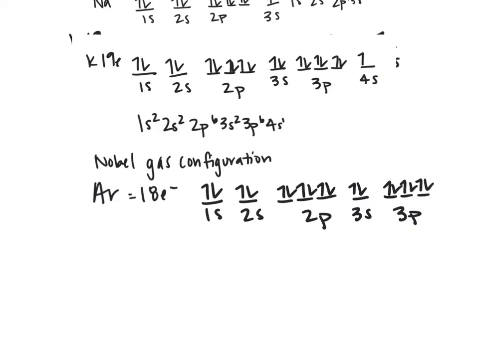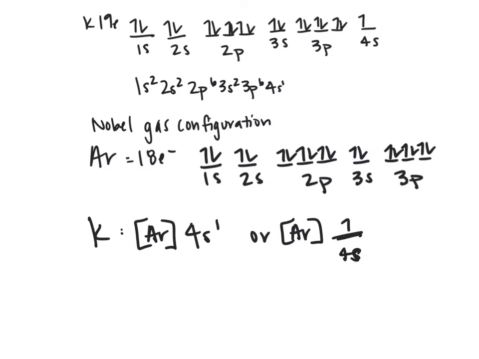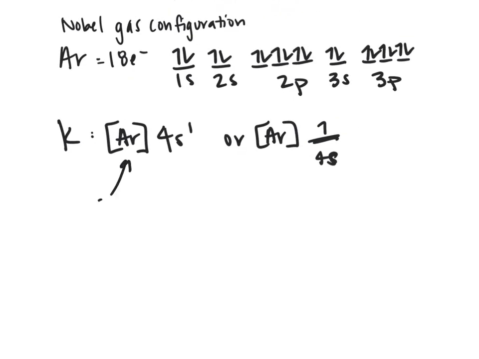So we can basically say that for potassium, it looks like argon, 4s1, or argon, 4s. So this just basically says that we have an argon core, and this is our valence. So as we move forward in this semester, the distinction between core and valence electrons is going to become quite important. And so both of these cores, or in any case, it's going to be the previously encountered noble gas.